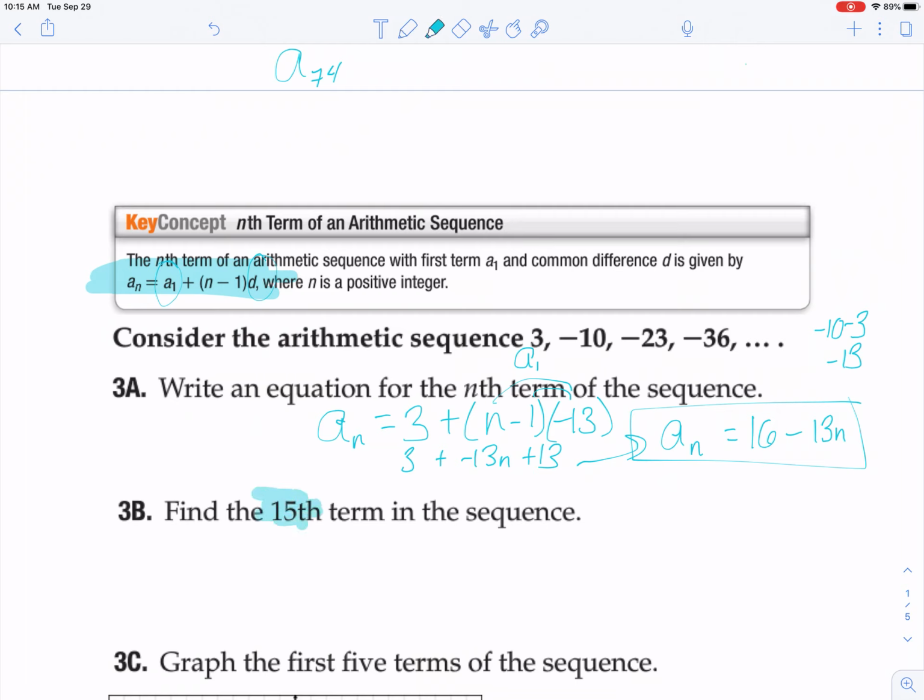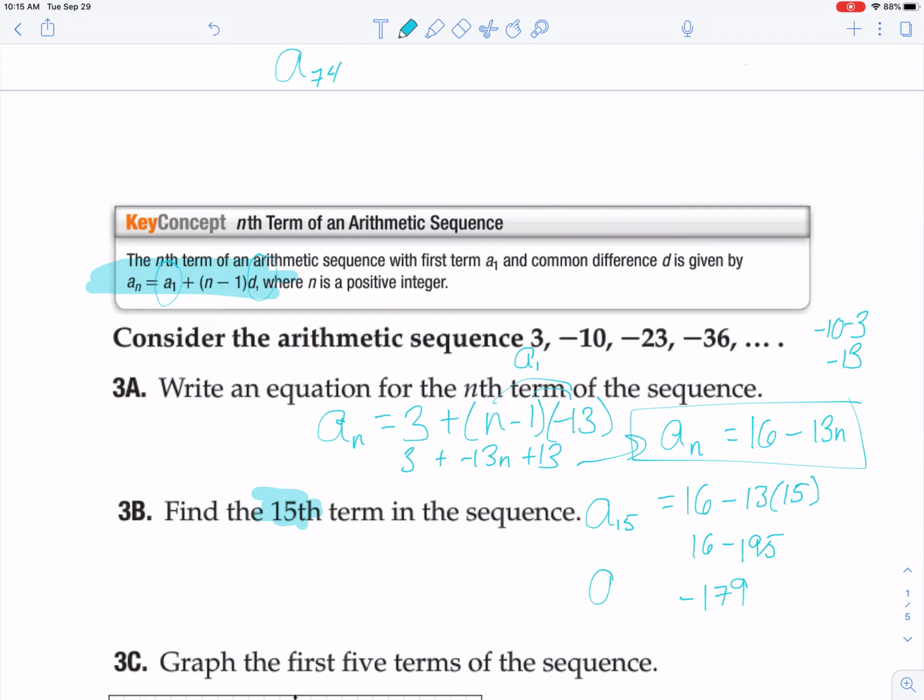I am going to get to use it a little bit here now where it says, hey, plug in the 15th term. All right, I'm going to come over here and plug in 15 everywhere I see an n. So what that's going to look like is A of 15 equals 16 minus 13 times 15. And I'm going to figure out my calculator. 13 times 15, sorry for that little squeak there, is 195. And now 16 minus my 195 is going to be negative 179.